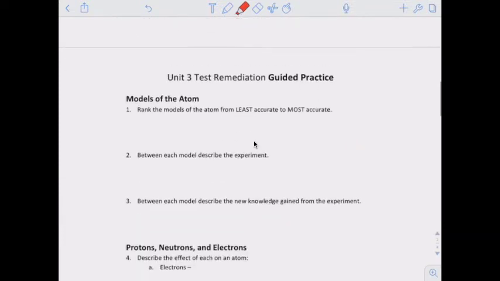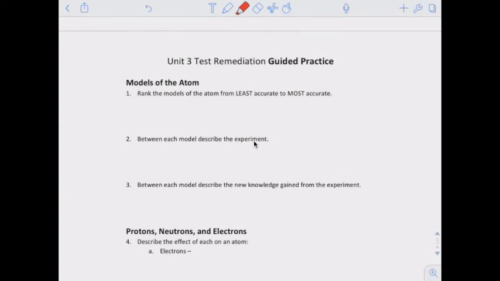And then we have J.J. Thomson would be the next. And then we have Ernest Rutherford. And then Niels Bohr would be the most accurate representation.